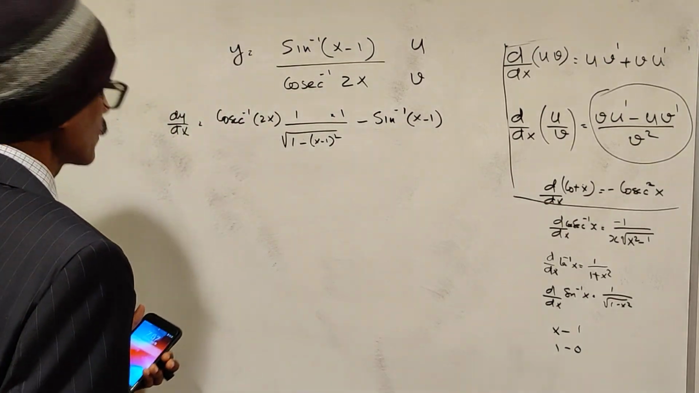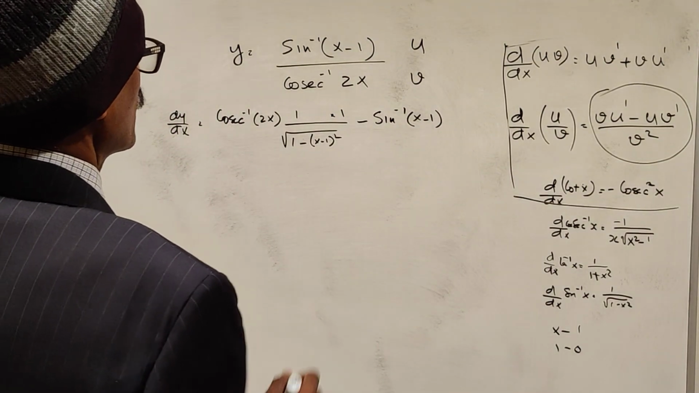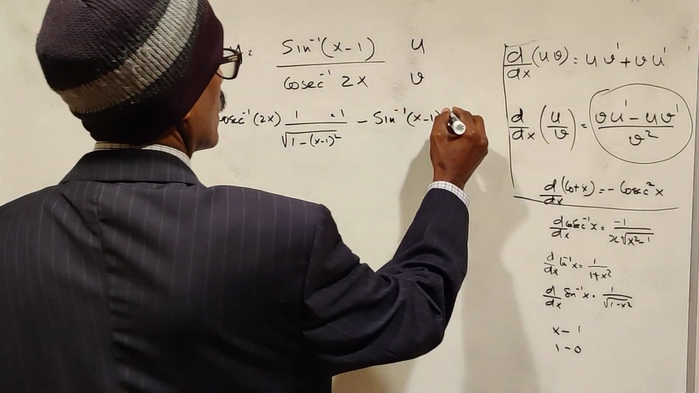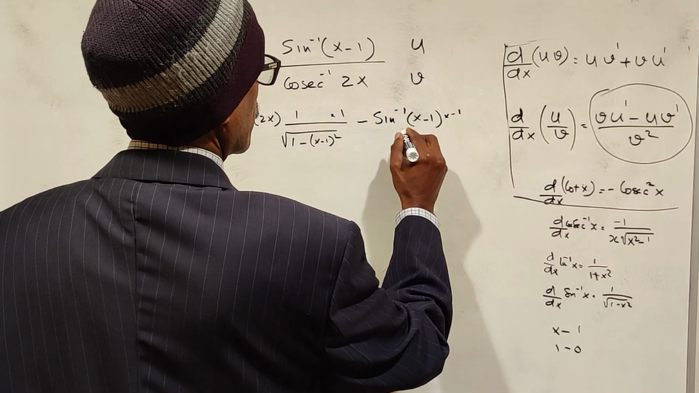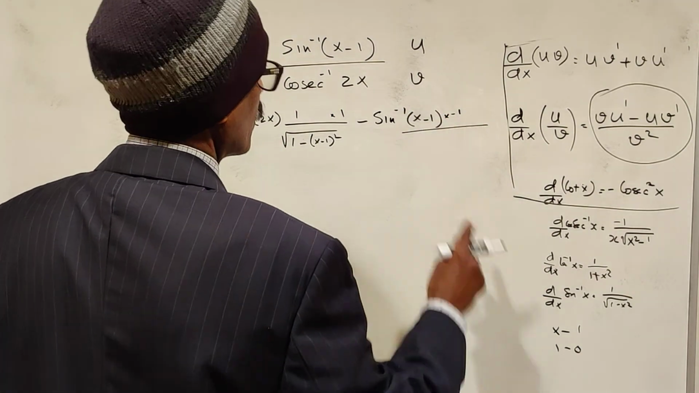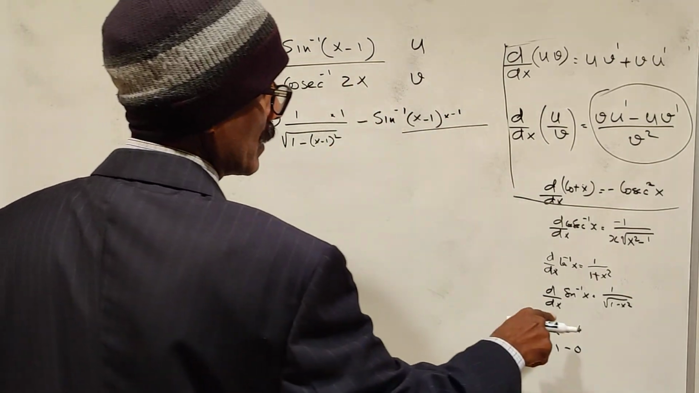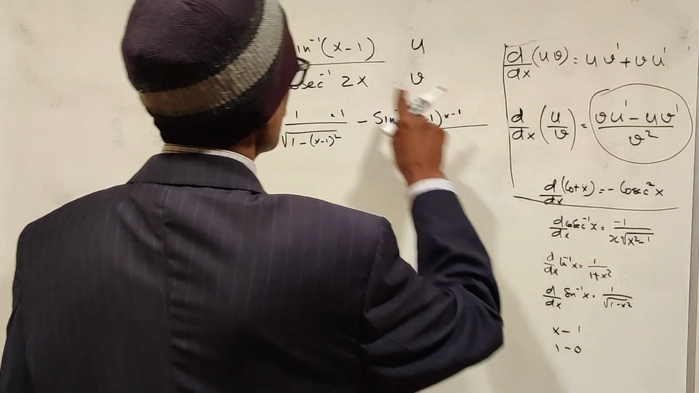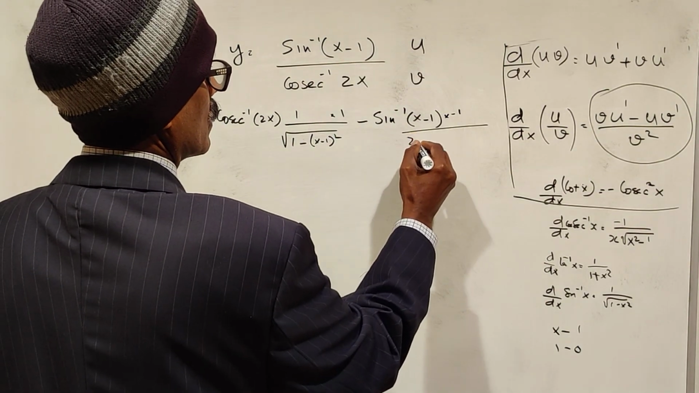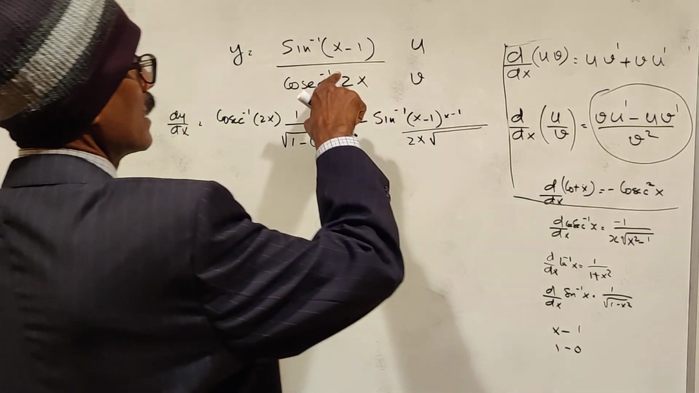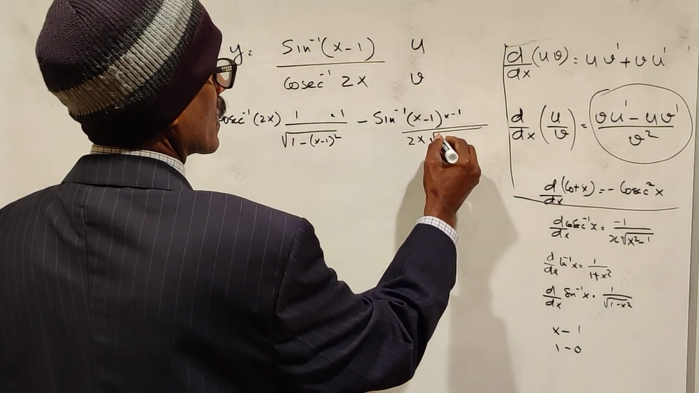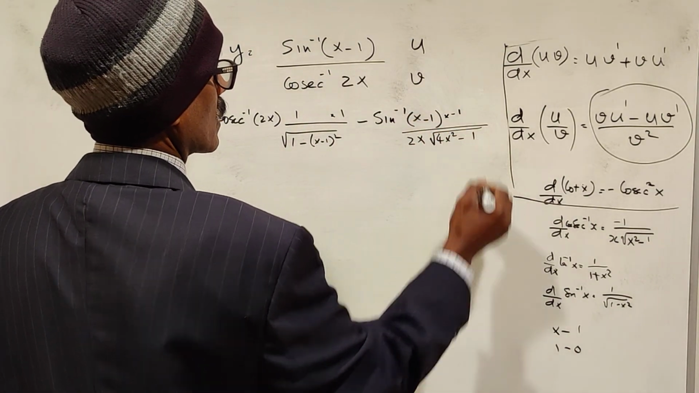Okay, so derivative of cosec inverse 2x is minus 1 by, what is x here? 2x, times, what is the square of 2x? Square of 2x is 4x square minus 1.